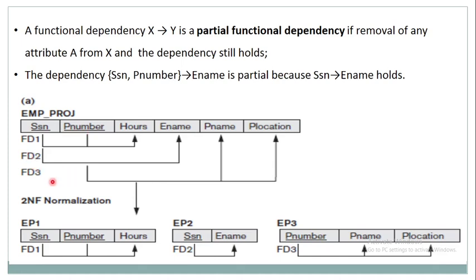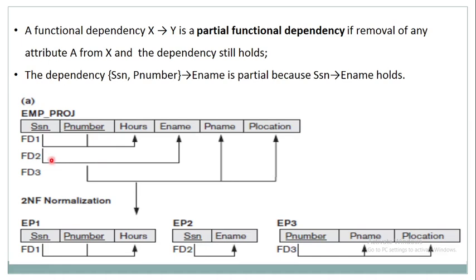Talking about the third functional dependency, even the third functional dependency is a partial functional dependency. To determine project name and project location, I will be using only project number. I will not be using SSN. So FD2 and FD3 violate second normal form. Now the question is how to convert this into second normal form.